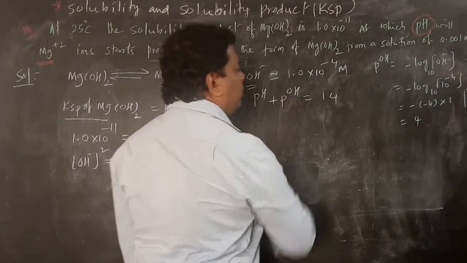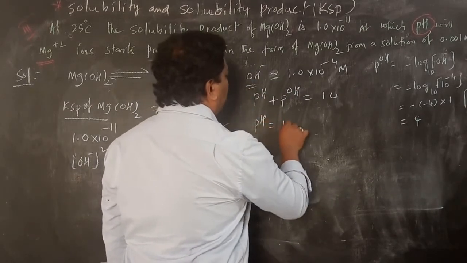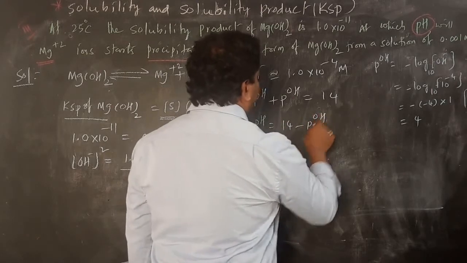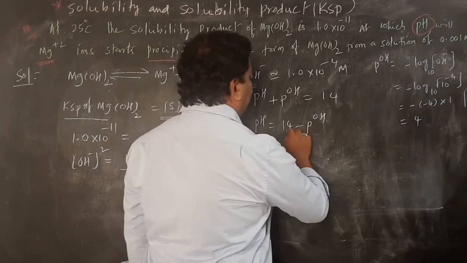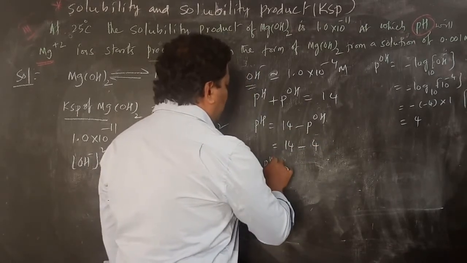So we will substitute the pOH value here. pH is equal to 14 minus pOH. Therefore pH is equal to 14 minus 4. So pH is equal to 10.